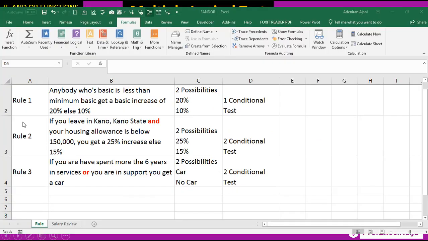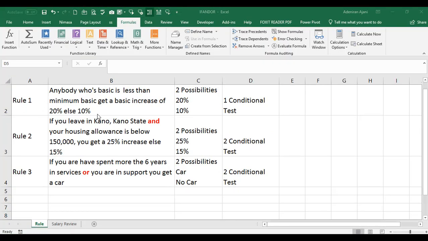Let's implement this. We are carrying out a salary review and we have three sets of rules. The first rule says that anybody whose basic is below the minimum gets a 20% increase, else 10%. And if you live in Kano and your housing is below 150,000, you get a 25% increase, else 15%. And if you have spent more than 6 years in service or you are in support, you get a car. So let's look at how these rules are implemented.